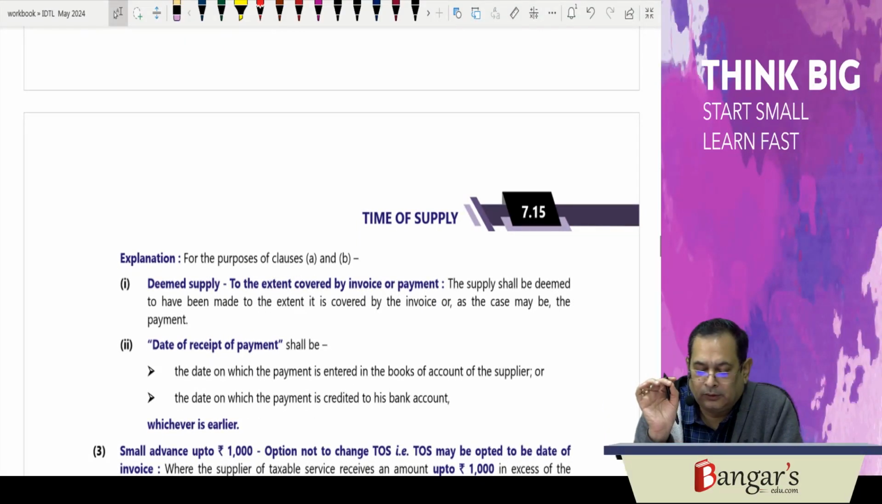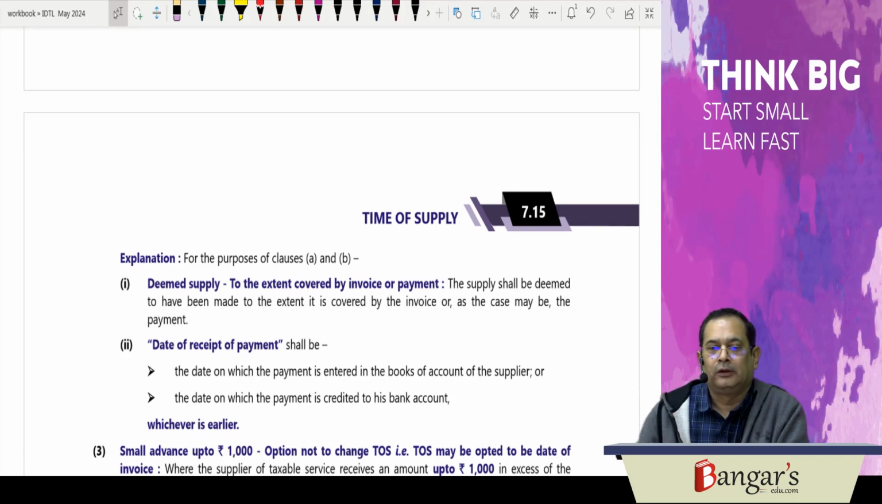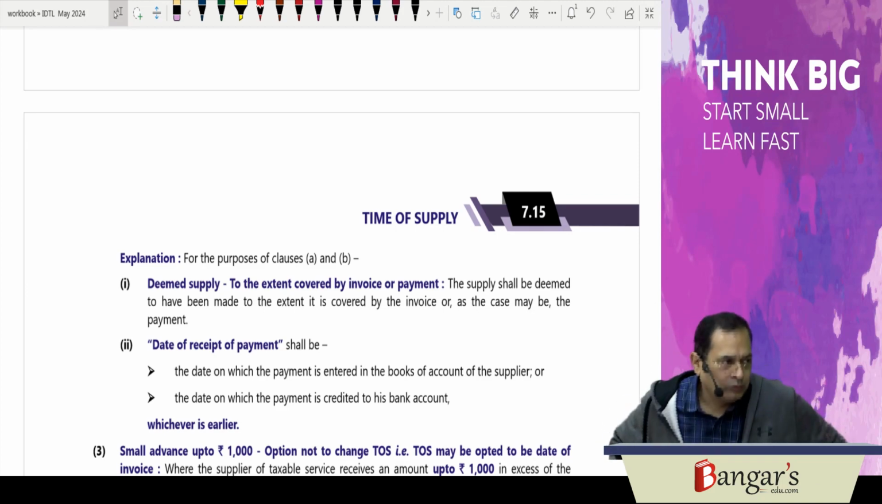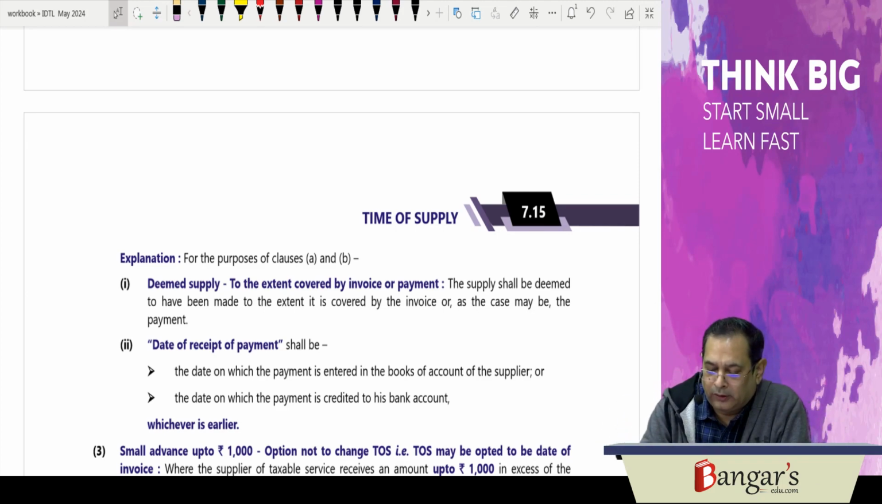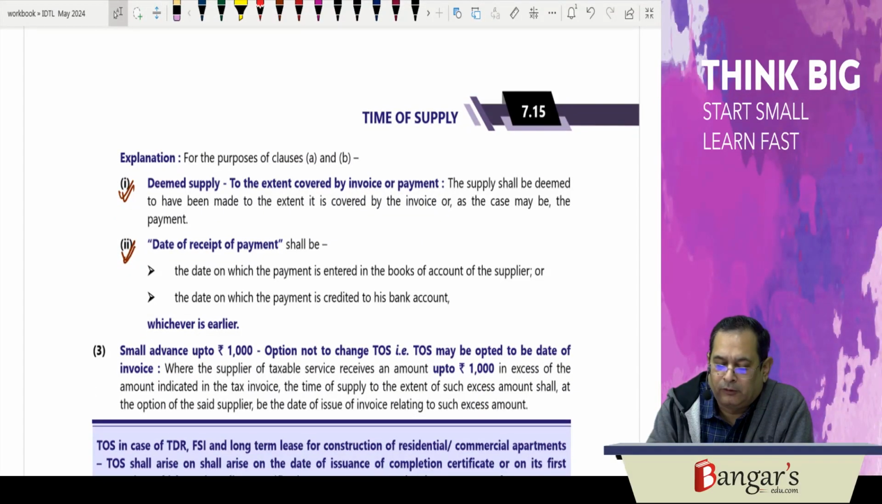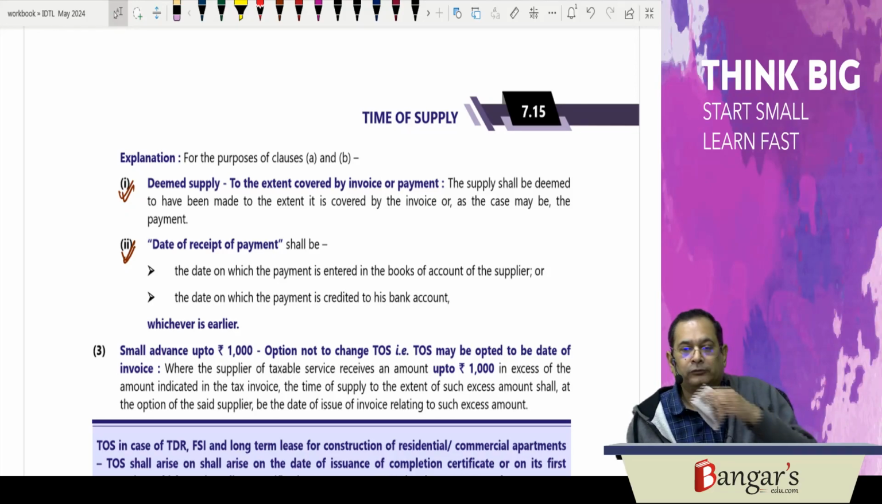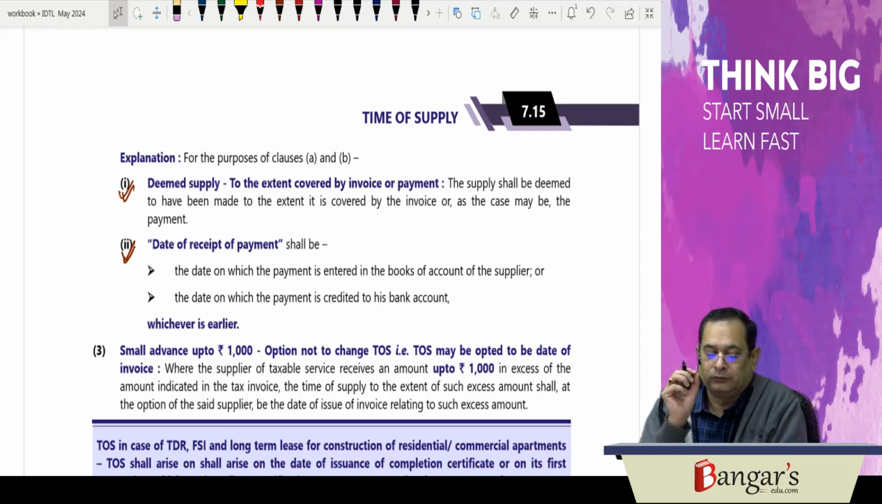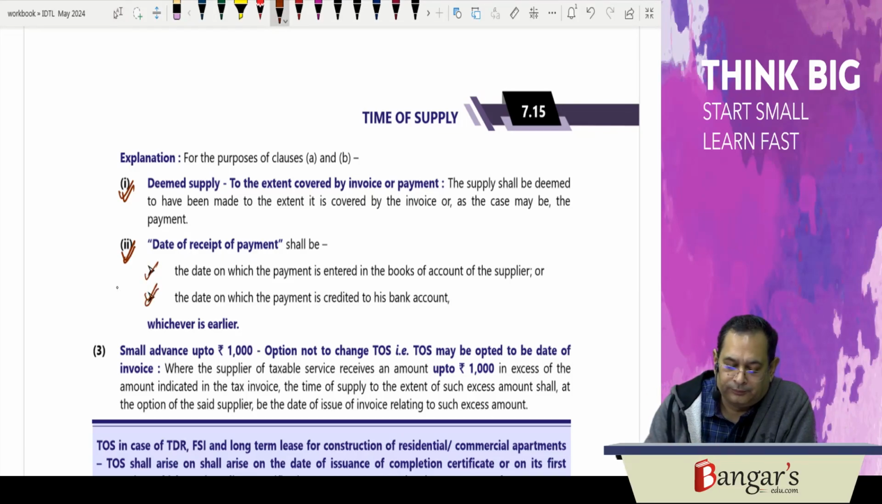Now here the supply shall be deemed to have been made to the extent it is covered by invoice, or as the case may be the payment. Now what is basically the date of receipt of payment? The date of receipt of payment shall be the date on which the payment is entered in the books of accounts of the supplier, or the date when the payment is credited in his bank account, which I said earlier.